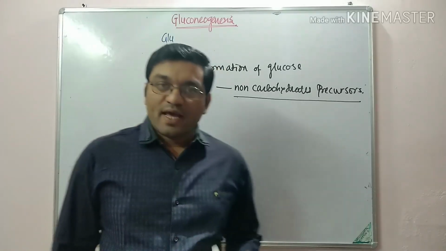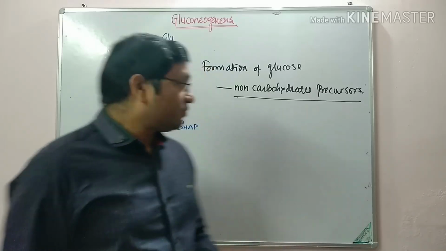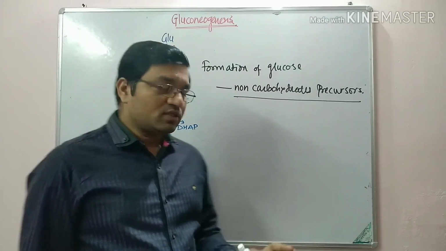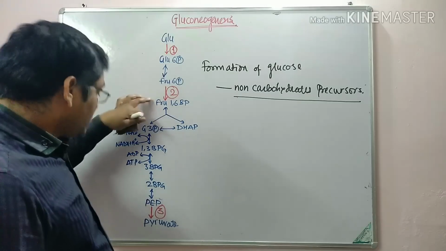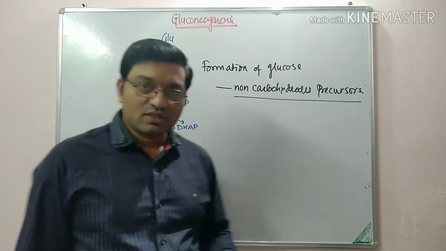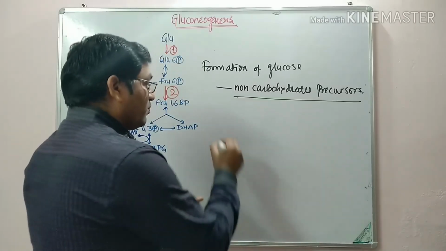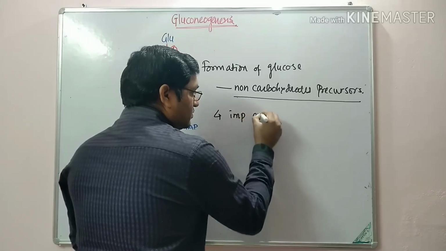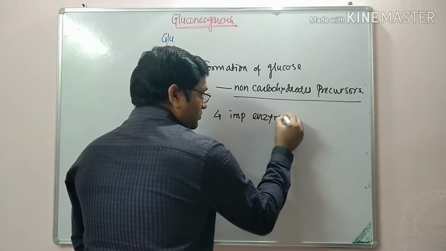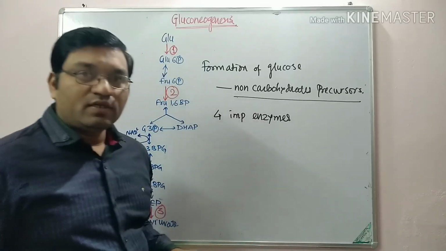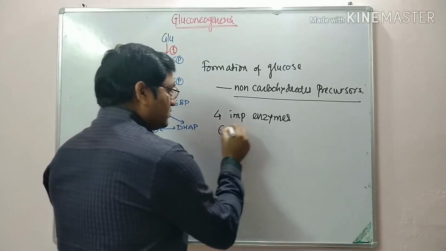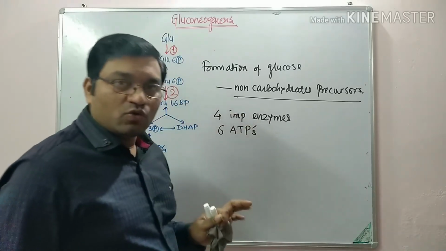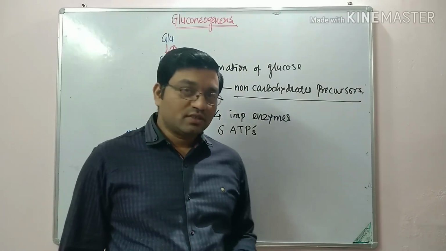Coming to the important aspects of gluconeogenesis, it is not a complete reversal of glycolysis. The 3 irreversible steps in glycolysis are reversed by the 4 important enzymes. Then 6 ATPs are utilized per molecule of glucose synthesized.